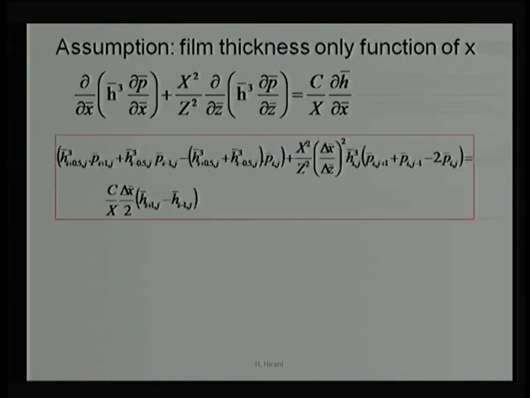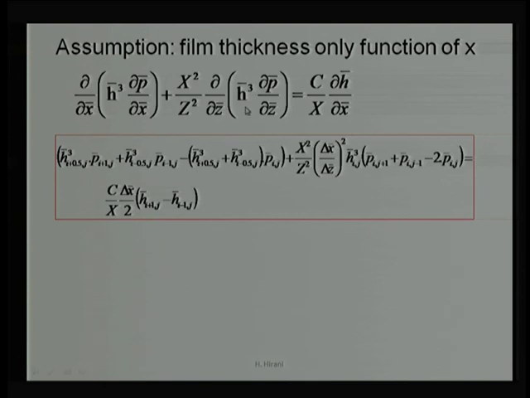Now, if we substitute those terms which we showed on the previous slide, this overall expression can be represented as something like this. You can see h(i+0.5, j), p(i+1, j), here h(i-0.5, j), p(i-1, j), and this is a summation of these two film thickness and p(i, j). Similarly, the second term is represented here.